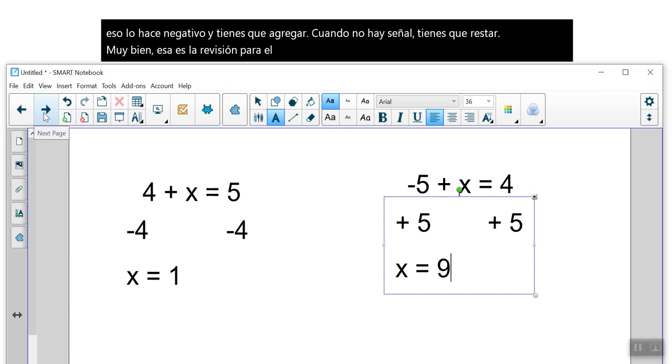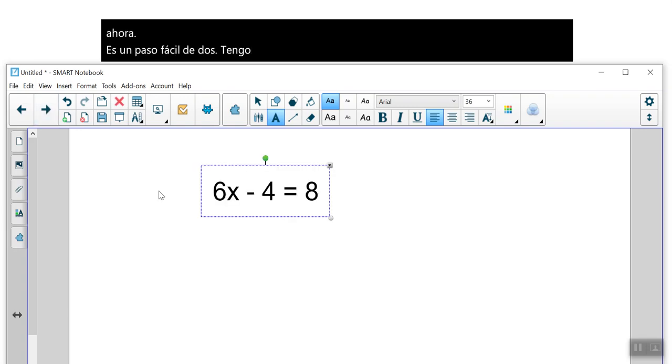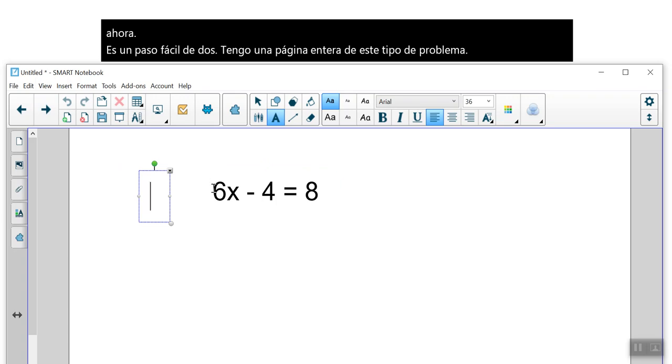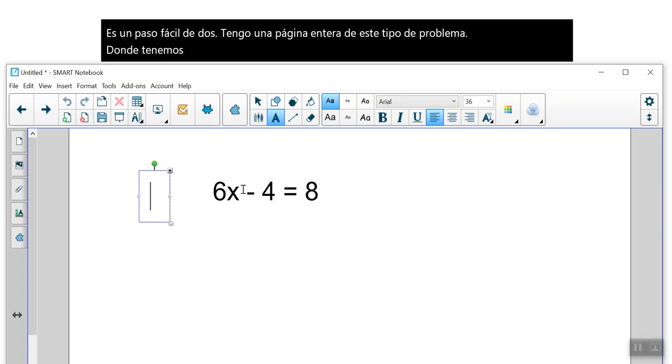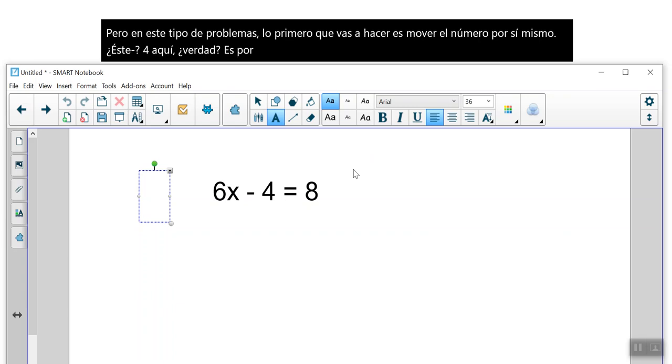All we're doing now is an easy two-step. I have a whole page of just this type of problem where we have this together, 6x minus 4 equals 8. Remember, the 6 and x, they're together, so that's multiplication. But on these types of problems, the first thing you're going to do is move the number by itself. This negative 4 here, it's by itself. We're going to move it to the right.